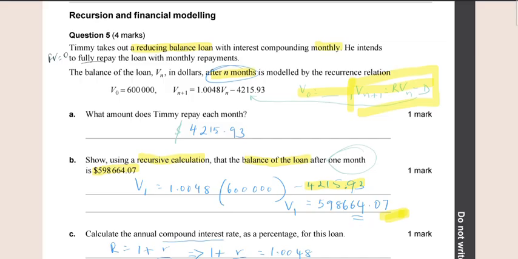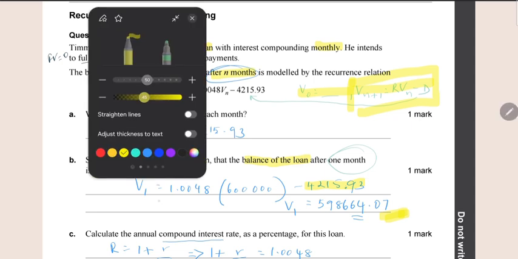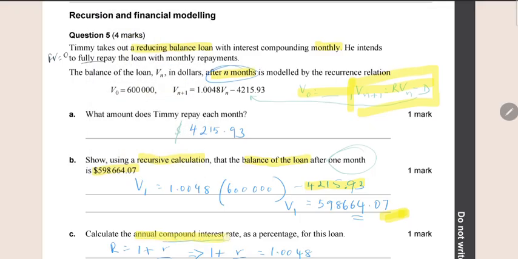Now part C, calculate the annual compound interest rate as a percentage of this loan. It's also important to see all the parts that I've highlighted, all the important words, and they should stand out so that you're mindful of these concepts all the time while working on the question.